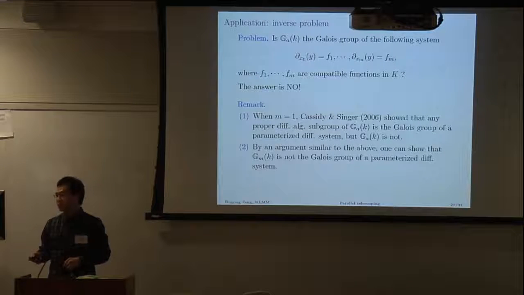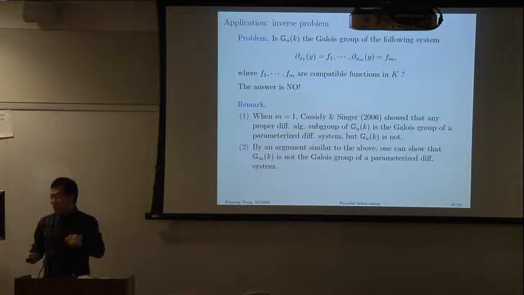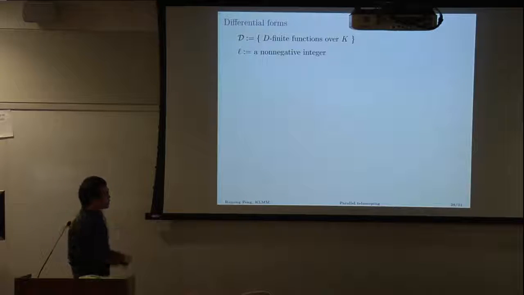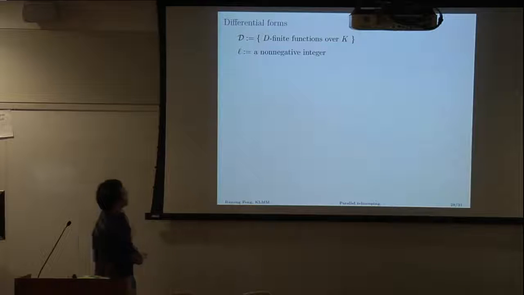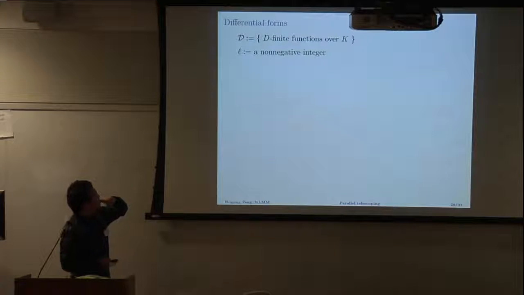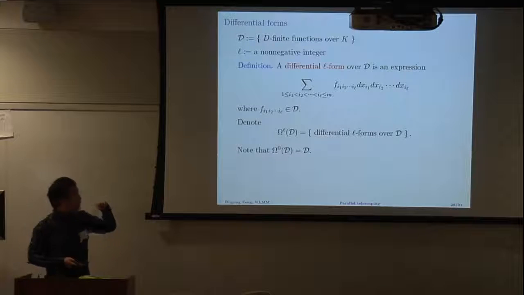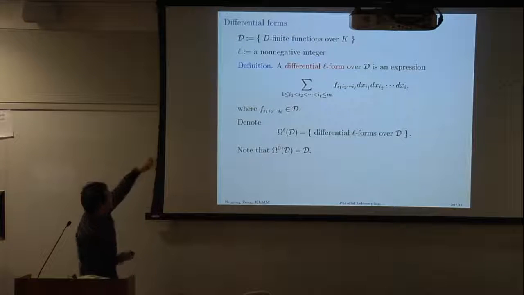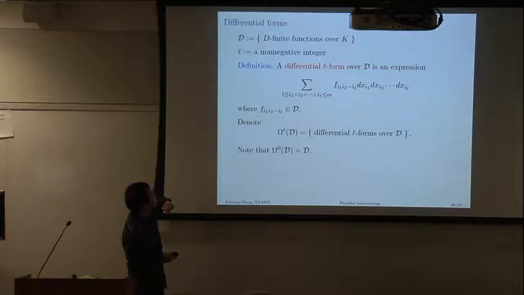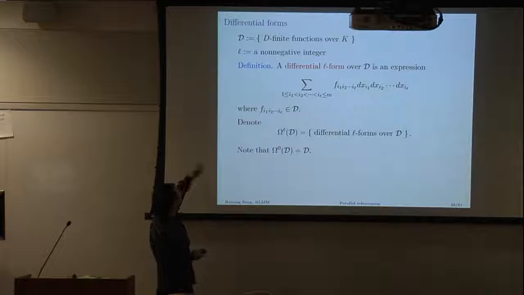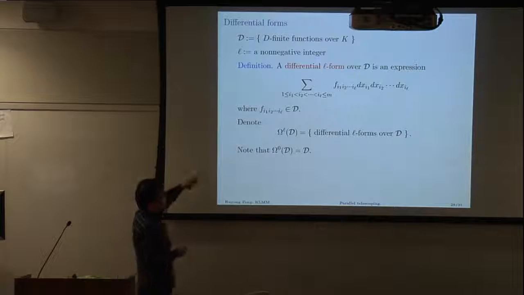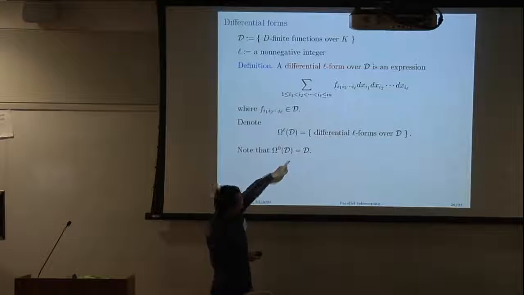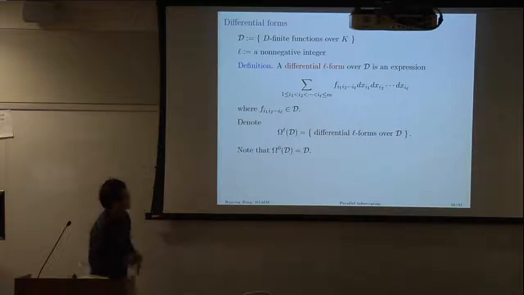Okay, we are almost done. We can restate our result in the language of differential forms. A differential form means an expression of this form with coefficients f in the set of definite functions over k. We will denote this set by D. And note that this expression does not involve dt because we view t as a parameter.